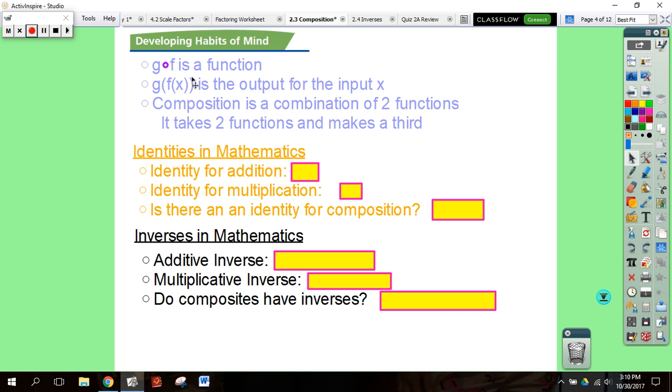G of f represents a function, okay? So it is a separate function from g of x or from f of x. It takes those two functions and creates a third function, which is what they're talking about down here.